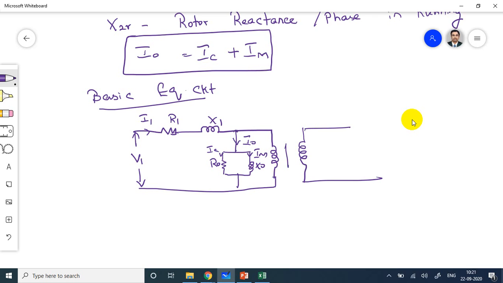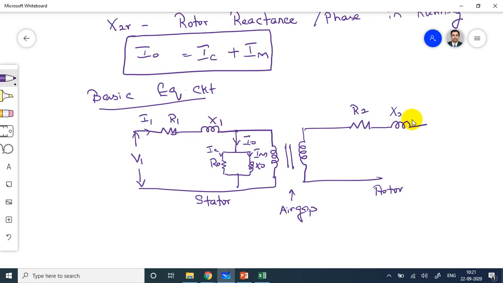This is the air gap, the mutual coupling. This is stator. This side will be the rotor. Now what is the component here on the right hand side? R2. Another one, in rotor, the reactance in running condition is X2R, right?